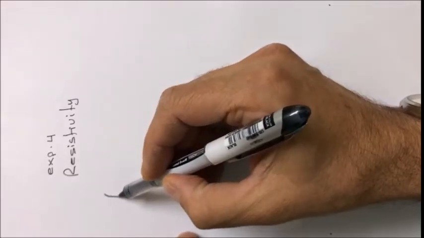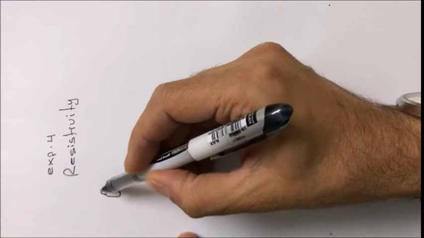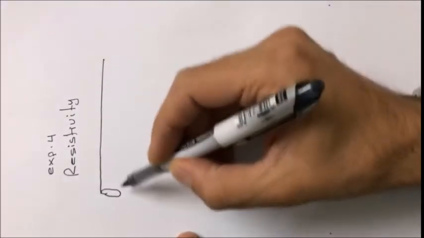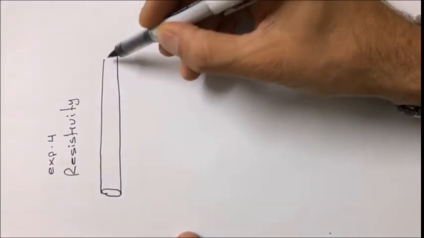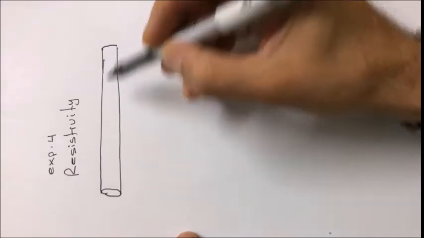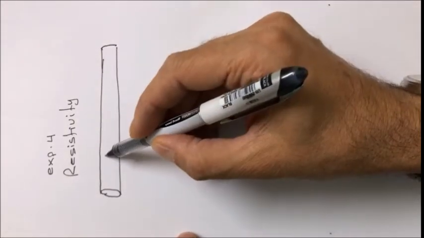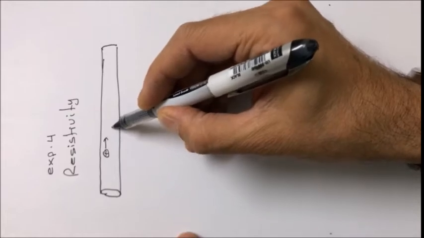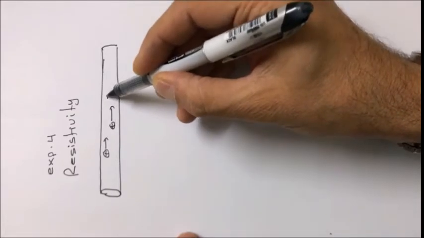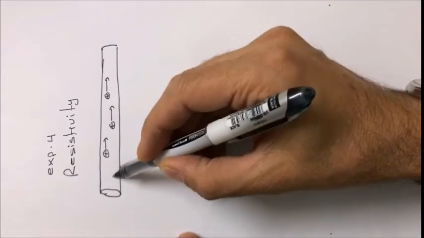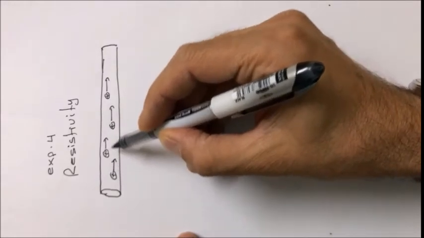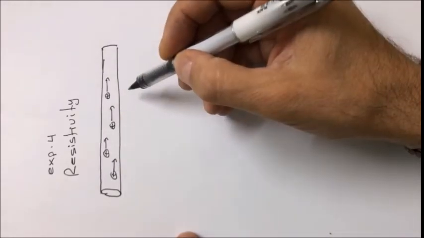A wire that carries an electric current like this, and charges are supposed to flow through this wire like this, and they form an electric current. What factors can make this motion for these charges more difficult or easier?